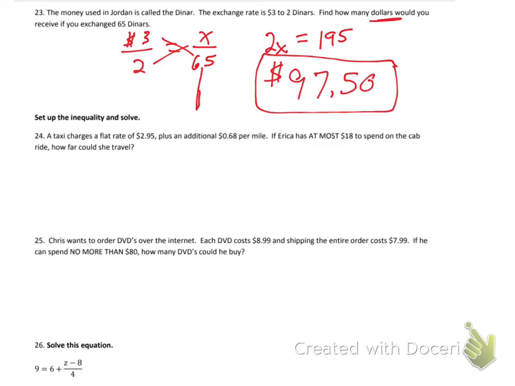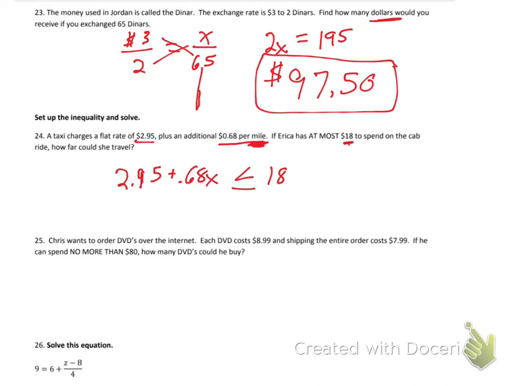All right, a taxi charges a flat rate of $2.95 plus an additional $0.68 per mile. If Erica has at most $18, so that's all she has to spend, how far can she travel? She has less than or equal to $18. Our equation would be $2.95 to start, and then we're adding 0.68 per mile, and we don't know how many miles there are, so we're going to call it x. And then we just solve from there.